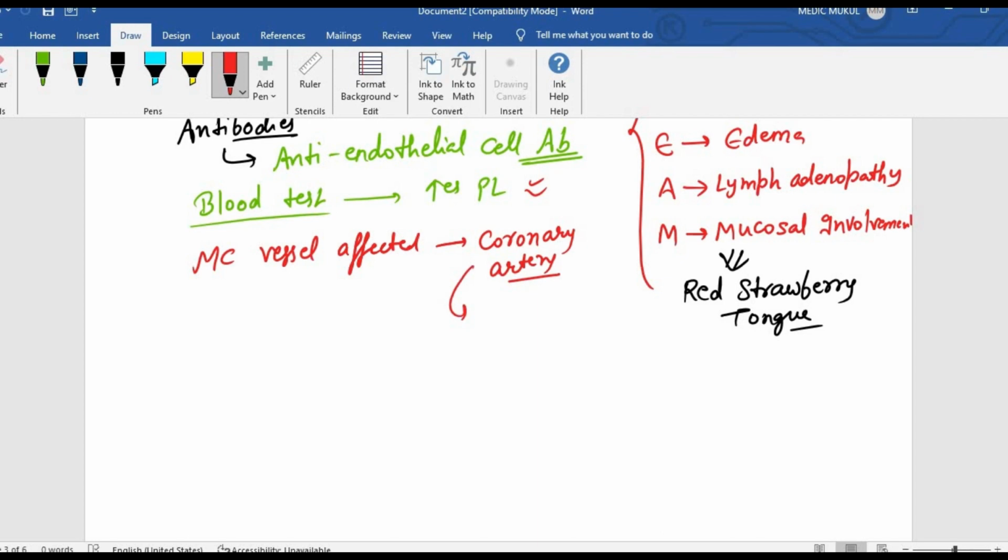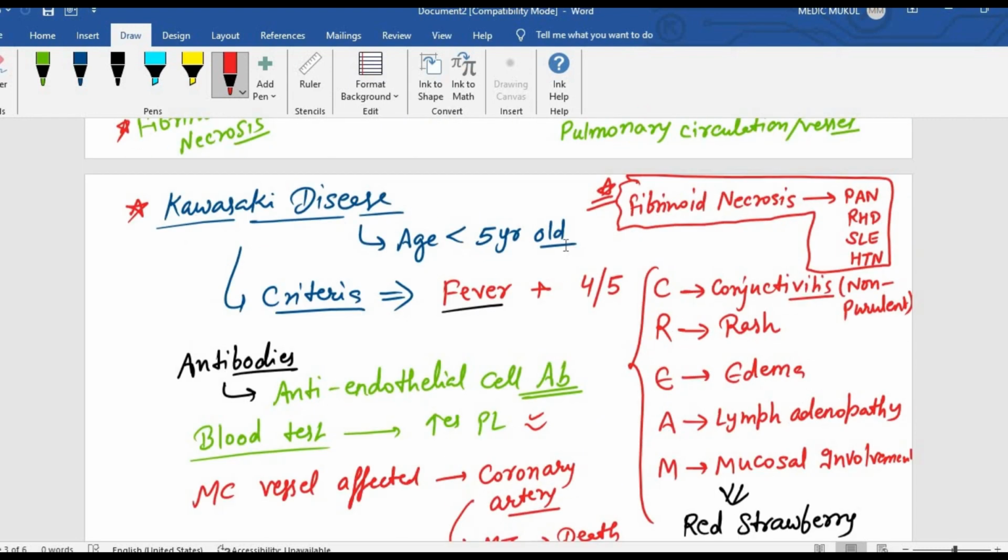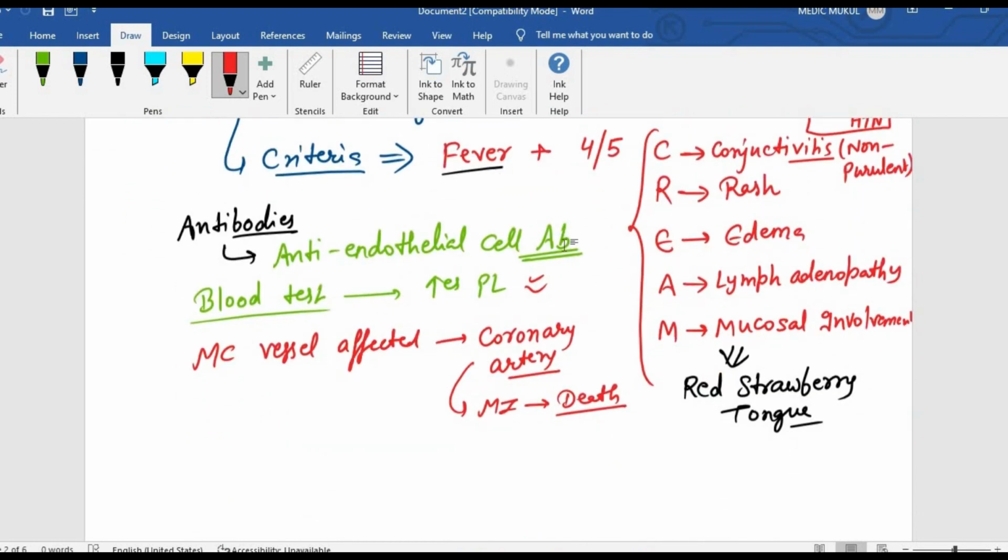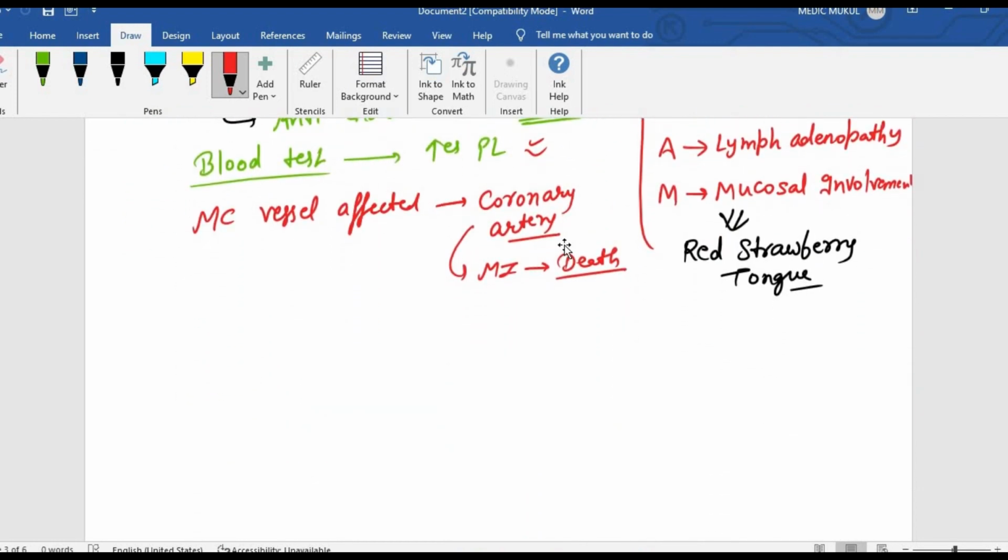If the coronary artery is affected, the blood supply of the heart will be reduced, and that can lead to myocardial infarction, and that is the most common cause of death in Kawasaki. So in the coronary artery, we have the MI, and that will lead to death. That is the most common cause of death in case of Kawasaki disease. Okay, I hope this is clear.